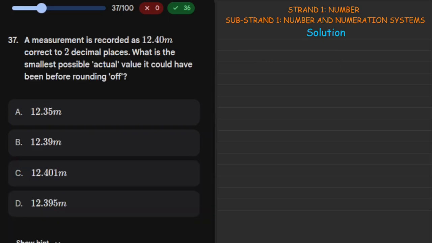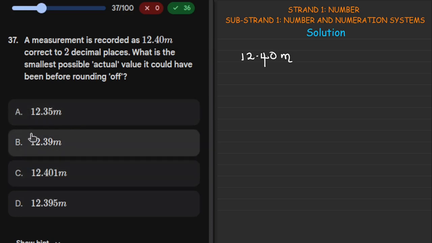Number 37 says, a measurement is recorded as 12.40 meters, correct to 2 decimal places. So we have 2 decimal places here. What is the smallest possible actual value it could have been before rounding off? So we are going to round off all of these numbers, and we see among them the smallest one that actually gives us 12.40 when we round it off.